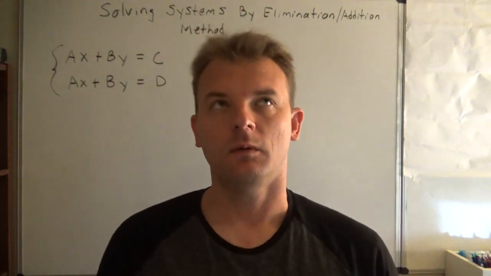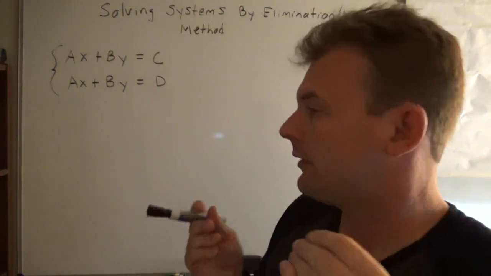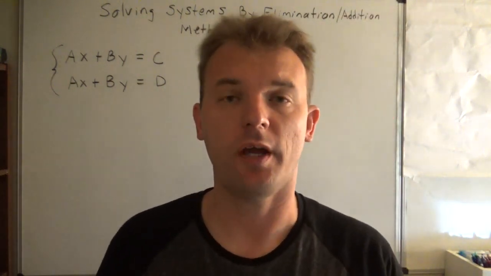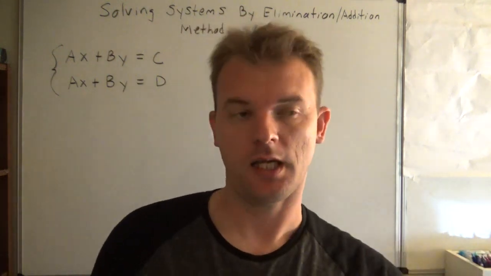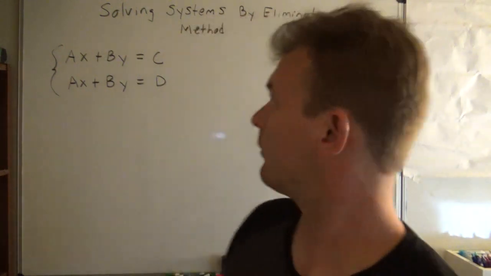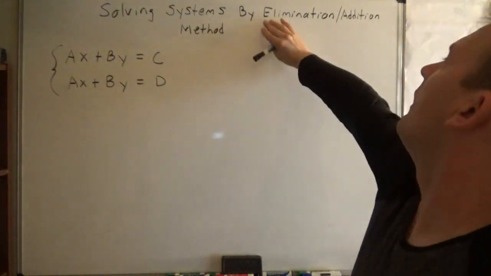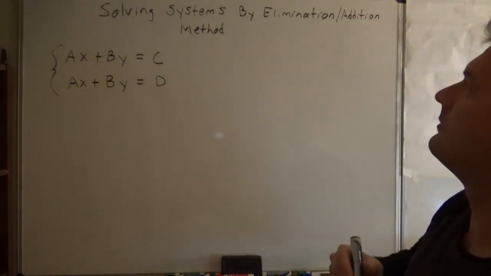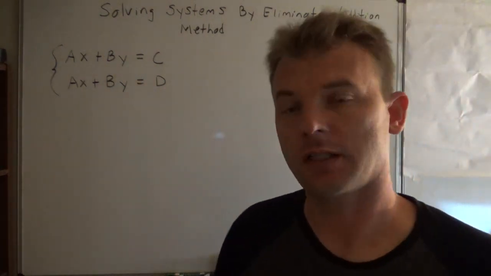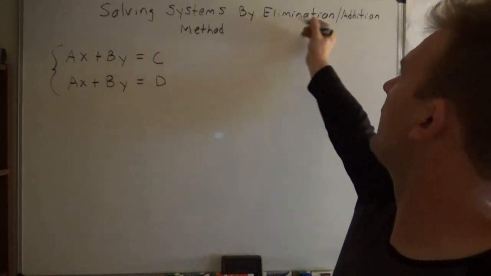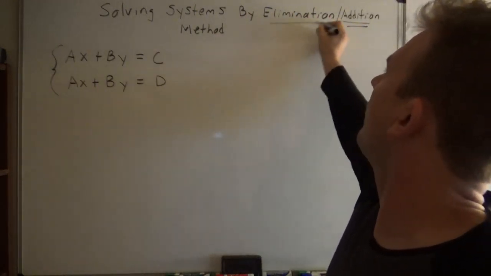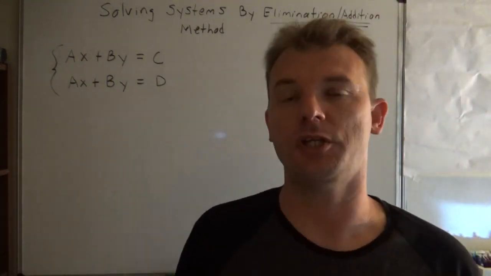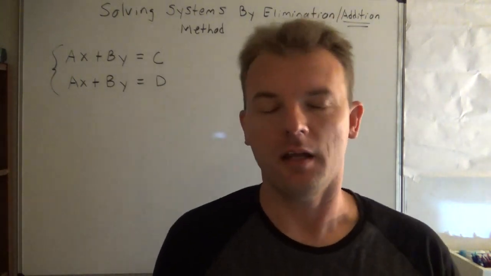Hello. So in this segment, we are going to discuss the second method of solving equations when you have more than one equation. This type of system is what we call solving systems by the elimination slash addition method. Sometimes certain teachers or books might call it solving a system by addition. They might call it elimination. It's the same thing. It's just what authors choose to describe the method.